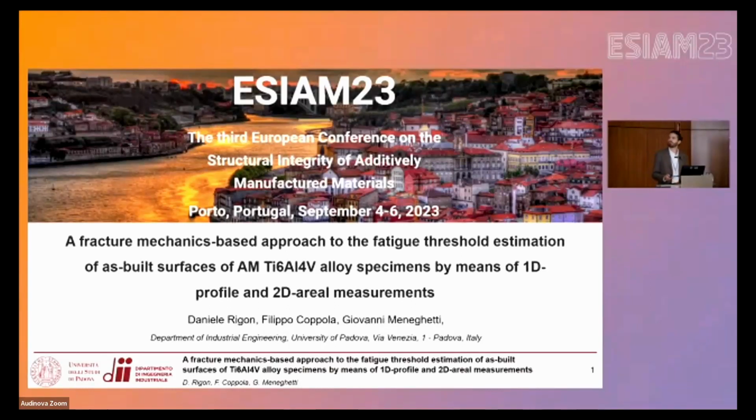I will show you a comparison between two measurement techniques in order to identify an equivalent crack size for applying a fracture mechanics approach to estimate the fatigue limit of a titanium alloy specimen in as-built surface conditions.